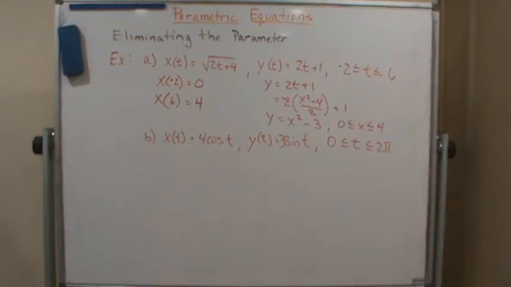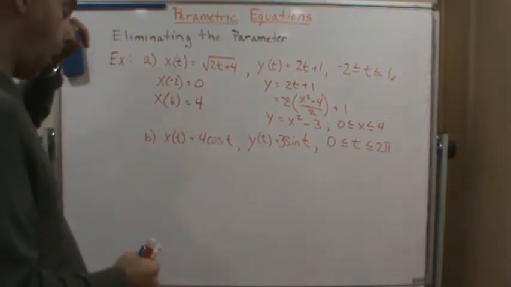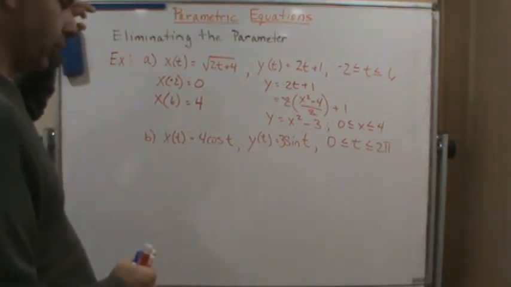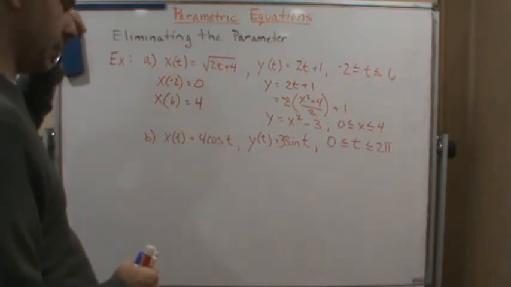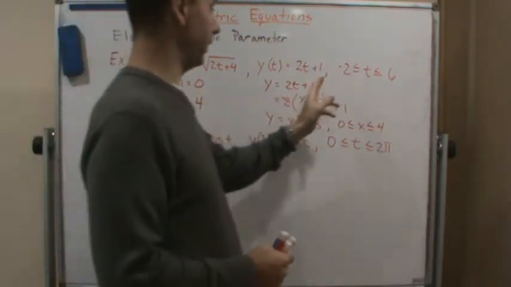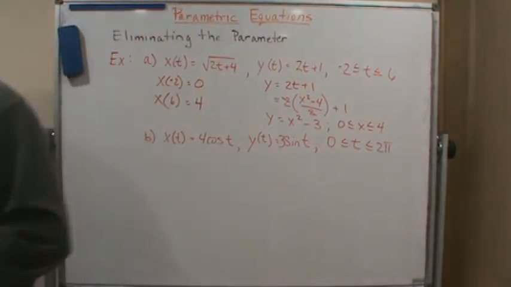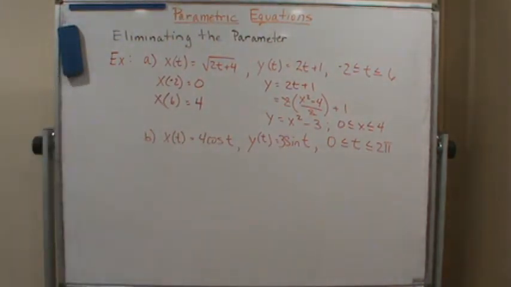And again, when you graph this, you want to make sure you put the orientation in there, because this is based on the parameter t, and so it's going from -2 to 6, but also recognize that on the x-axis, it's going to go from 0 to 4. And that's it for that one.